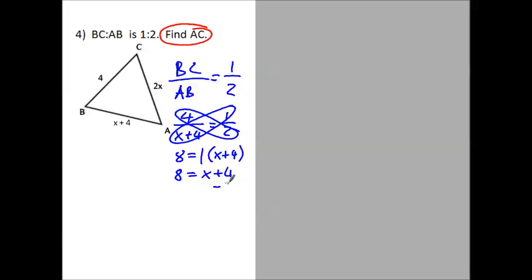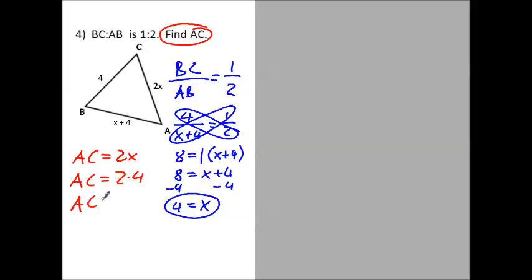Let's subtract 4 from both sides. And 4 is equal to x. Now, don't stop here. Let's look back at what we were actually supposed to find. We were supposed to find AC. And AC, as stated here, is equal to 2x. So, if AC is equal to 2x, then AC is equal to 2 times 4. And that means AC is equal to 8.